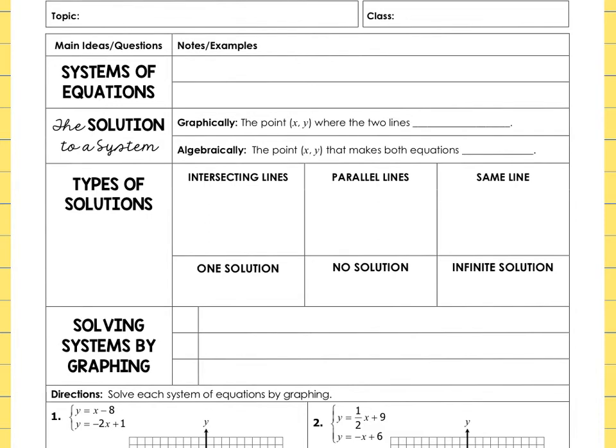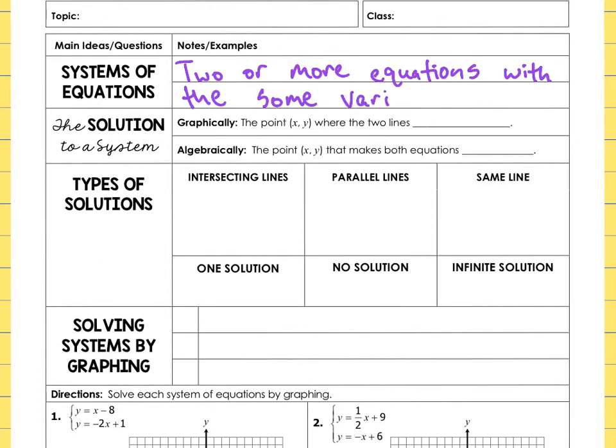So let's talk about what a system of equations is, first and foremost. If this is your first time hearing that phrase, it's important to know this. Systems of equations are two or more equations with the same variable. When we say systems, it is meant to evoke the fact that there's more than one, there's a set of equations. Sometimes there's more than two, but most of the time we only work with just two.